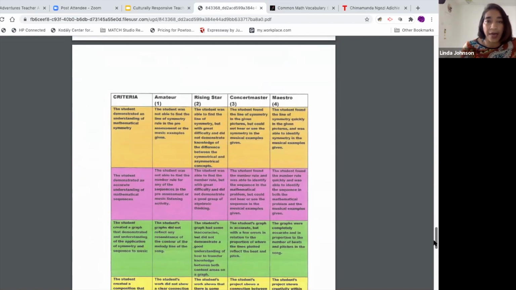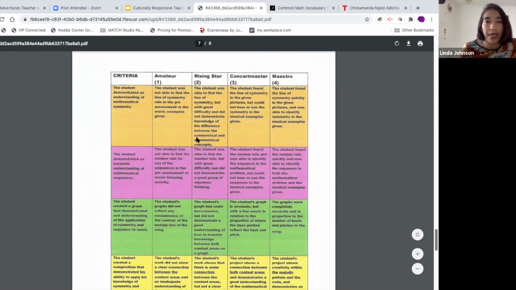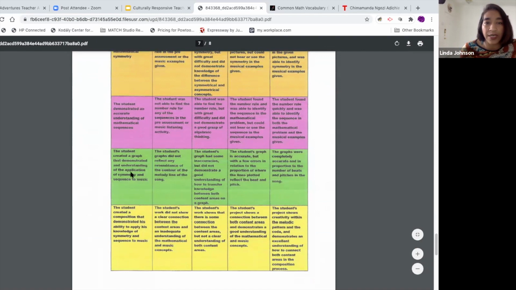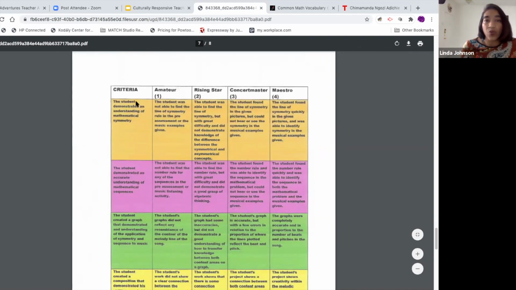But I actually have, this is what I want you to see here, the criteria for my rubric. Okay. So notice, did the student demonstrate an understanding of mathematical symmetry? Did they demonstrate an accurate understanding of mathematical sequences? Then, were they able to create a graph that demonstrated the understanding of the application of symmetry and sequence to music? And did they create a composition that demonstrated the ability to apply the knowledge of symmetry and sequence in music? So notice I have gone ahead and made sure that I have assessed everything in both content areas equitably.